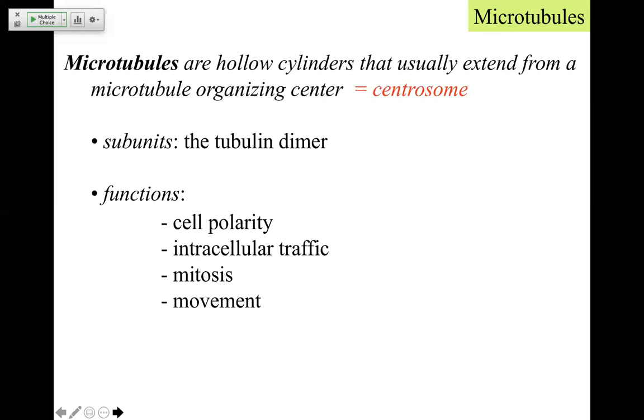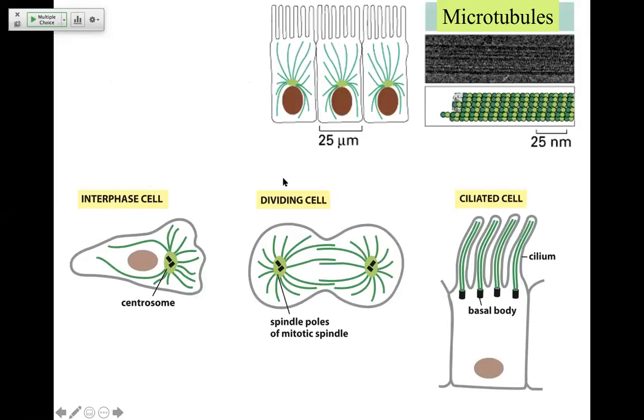So let's look first at the structure of our microtubules. Again, the largest in diameter, 25 nanometers wide. Here's our little key, but a 25 nanometer wide hollow cylinder, growing from our centrosome, which is usually close to our nucleus, extending and growing out towards the periphery. We can see that in an interphase cell. We also can see the role for microtubules in a dividing cell.